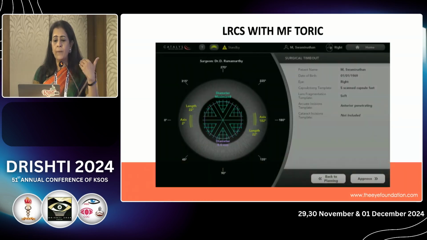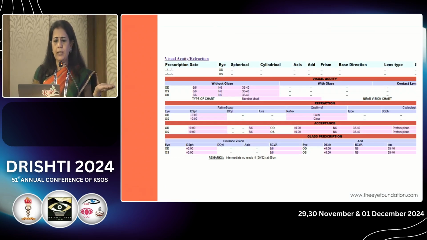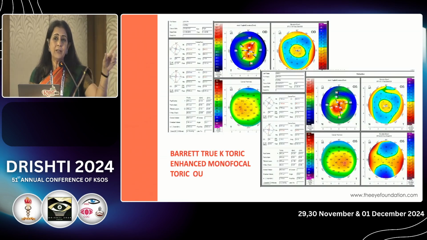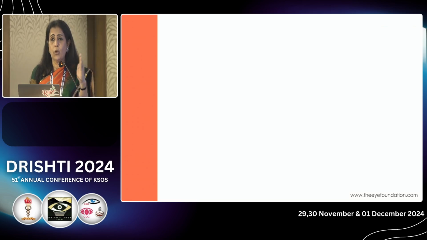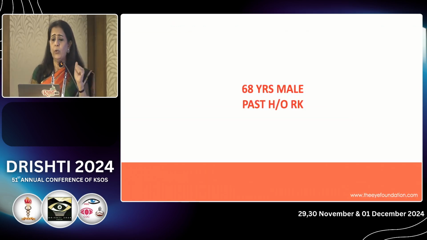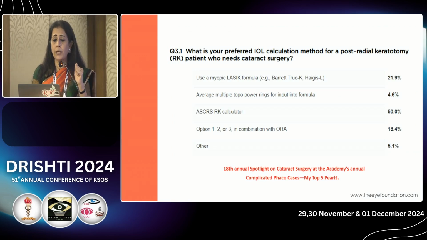Para-true K toric, and then go if you can on the best platform, the toric LRCS platform, and this patient did very well. Now this is another patient who had hyperopic class A. Look at that central steepness there. Then it makes sense not to put a premium IOL but do an enhanced monofocal toric, which did take care of him. Now, if the patient has significant irregularities, decentered ablation, and a macula suspicious early glaucoma, you would put a monofocal IOL again.